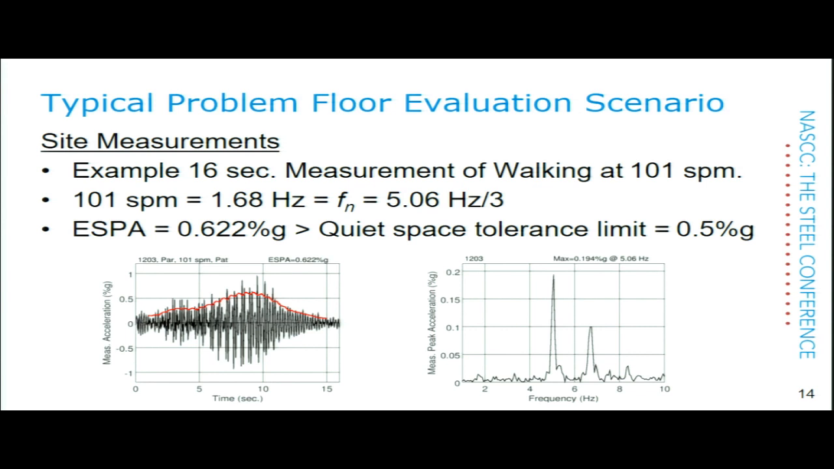The maximum value here is an acceleration. If you can't read it, it's 0.622% of gravity. The limit for quiet environments in the design guide, the recommended limit, is 0.5% of gravity. So the response here would be easily felt by an occupant in a quiet space. The walking was done at 1/3 of this frequency and was hit right on the button. There's the 5.06 hertz. And that's the amount of energy, or maximum measured peak acceleration, at that location.